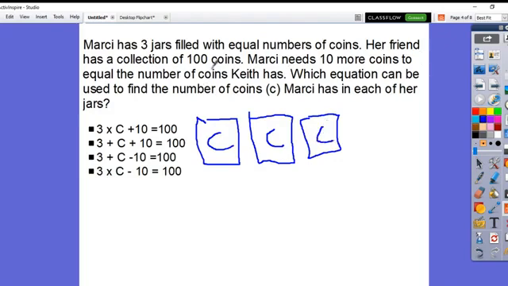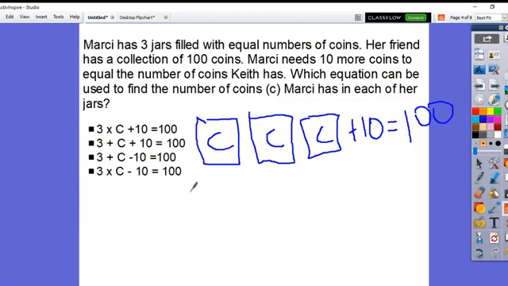Her friend has a collection of 100 coins. Marcy needs 10 more. Oh my. So she has 3 jars, but we know she's got to add 10 more to equal what her friend has. And her friend, according to this, has 100. So this is what we're looking for over here when we start analyzing these 4 equations.